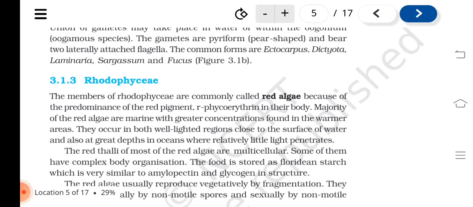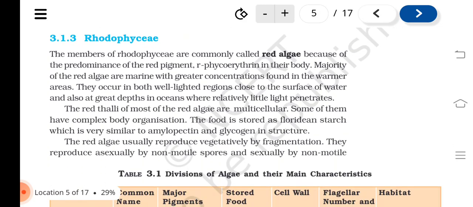Figure 3.1b. Rhodophyceae. The members of Rhodophyceae are commonly called red algae because of the predominance of the red pigment, phycoerythrin, in their body. The majority of the red algae are marine, with greater concentrations found in the warmer areas. They occur in both well-lighted regions close to the surface of water and also at great depth in oceans where relatively little light penetrates. The red thalli of most of the red algae are multicellular. Some of them have complex body organization. The food is stored as floridean starch, which is very similar to amylopectin and glycogen in structure.